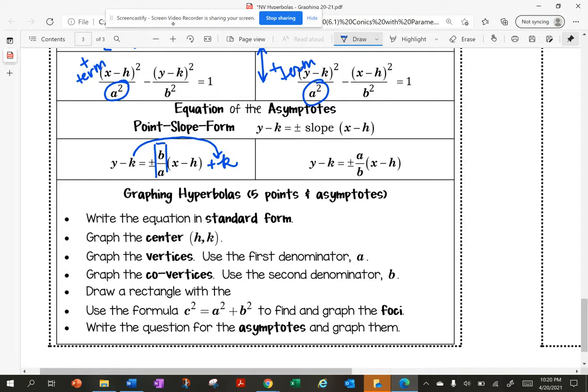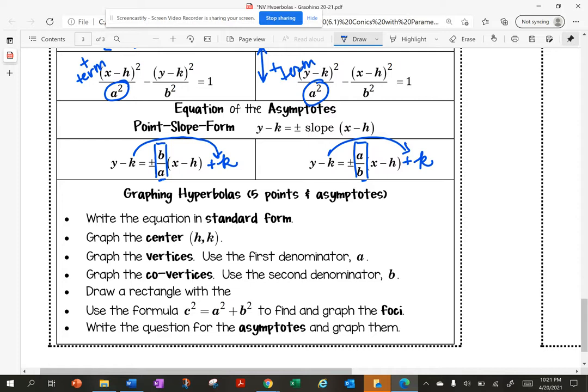So these are reciprocals depending on if I have a horizontal or a vertical hyperbola. So this is plus k over here to find the equation of my asymptotes. Okay, so how am I graphing this?